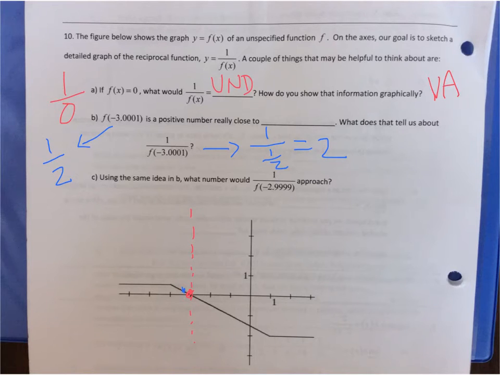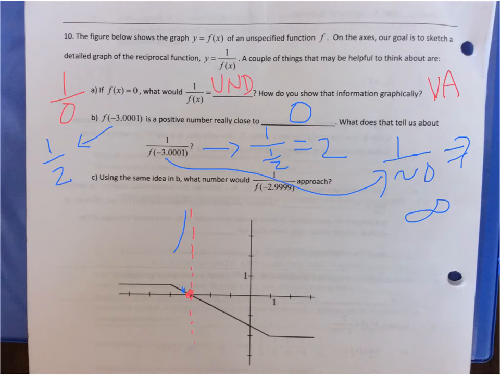So if our function value is a positive number really close to 0, which it is, what does that tell us about the reciprocal of that? Well, 1 over something close to 0 becomes a really big number. So it's approaching infinity. What that tells me is my graph is going up in the positive direction to the left of x equals negative 3.